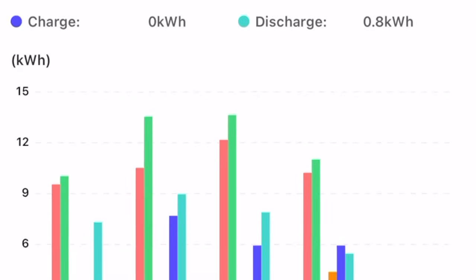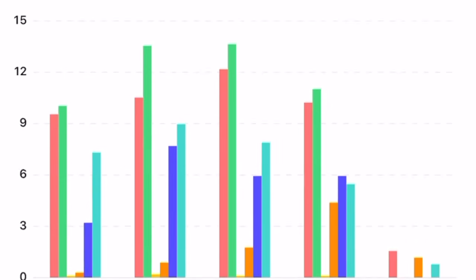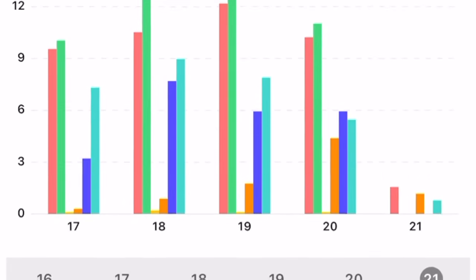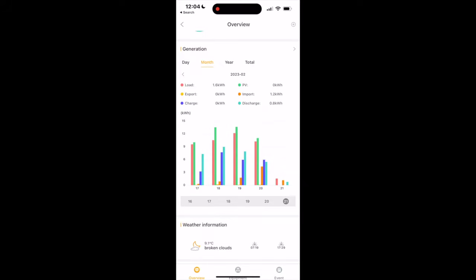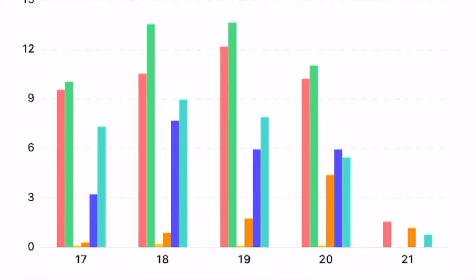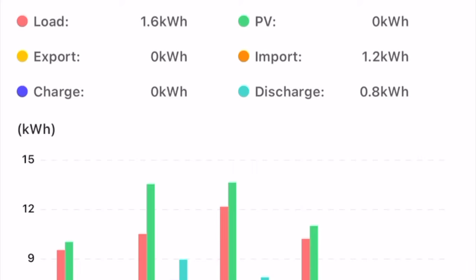And as long as you're basically not importing from the grid, you should be importing much lower than you're using. And so obviously that's the PV is working. If you haven't got PV, then you're just relying on off-peak electricity without PV, then you will be importing more than you're using, but you're obviously importing at a cheaper rate. So that's quite important.